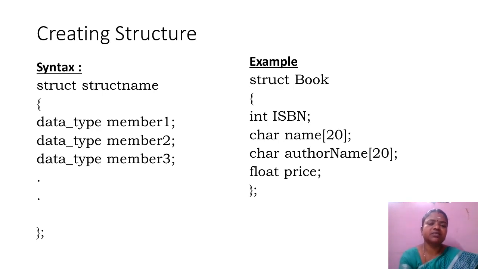It starts with the keyword struct. Then you give the structure name. You open the curly parenthesis. Within the curly parenthesis, we give each and every member along with the data types. The right hand side is an example for the structure book. Here you are creating a book structure, and the members of the book structure are ISBN number with integer data type, name with string, and author name also of string, price is of float. So similarly, you can group different variables of different types into a single structure.